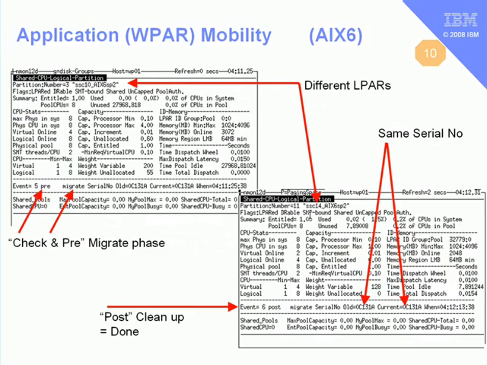Here are examples then of the before and after doing application mobility. We can see the check and pre-phases going on in the bottom of the WPAR panel. We can see here that we've jumped between two different logical partitions, but the serial number is the same, so it was on the same machine.